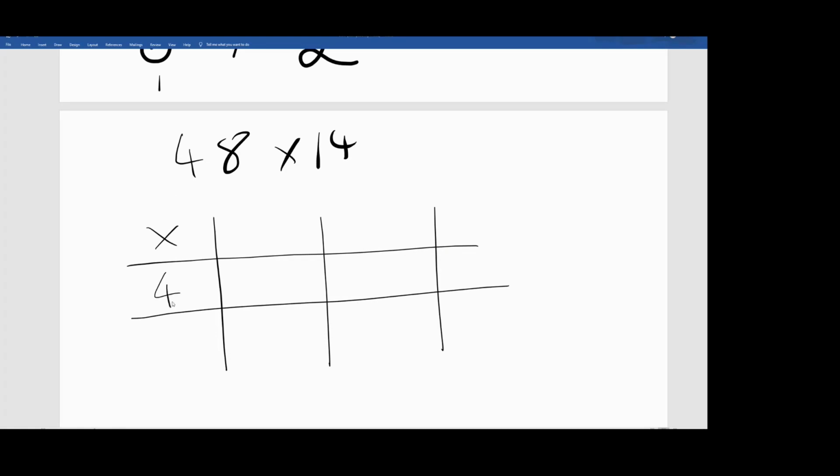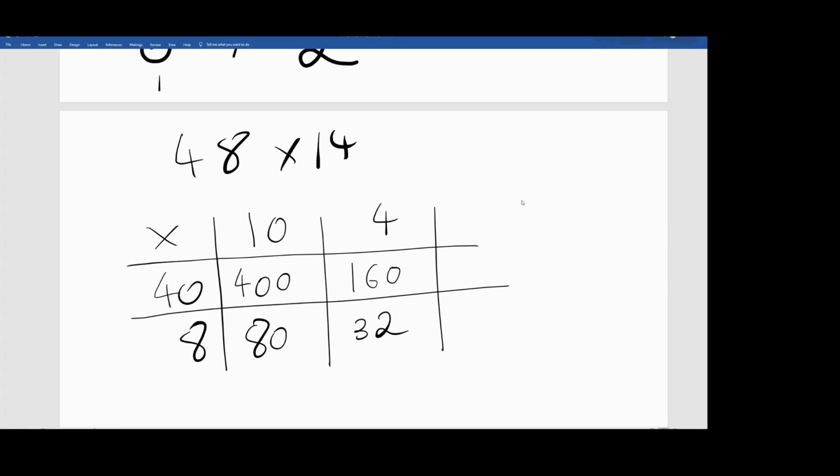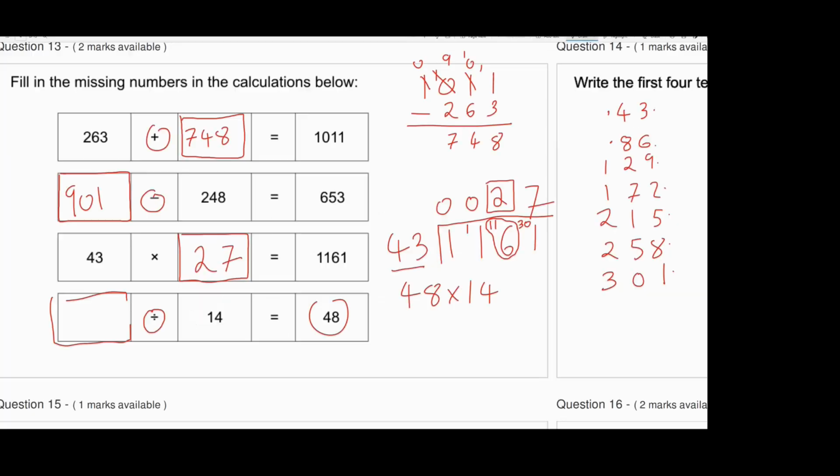So we have 40 and 8, 10 and 4. 40 times 10 is 400. 40 times 4 is 160. 8 times 10 is 80. 8 times 4 is 32. And we can add that up. Okay, that's fine. Yeah, that's brilliant. Okay, so I prefer the columns, but it's up to different people.